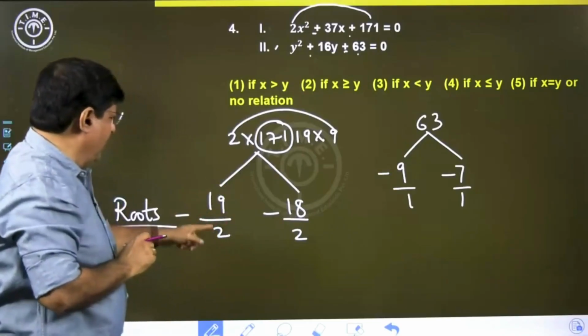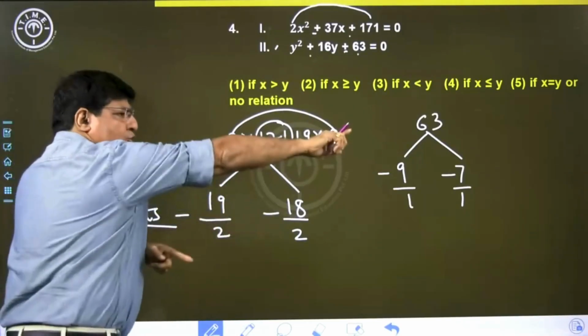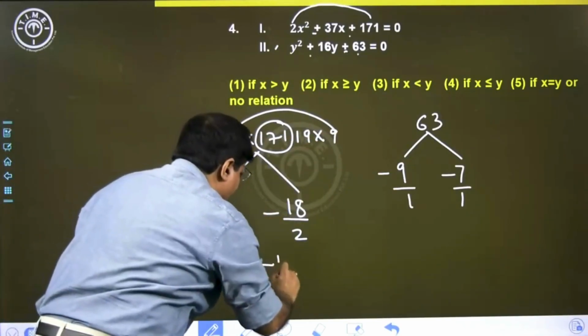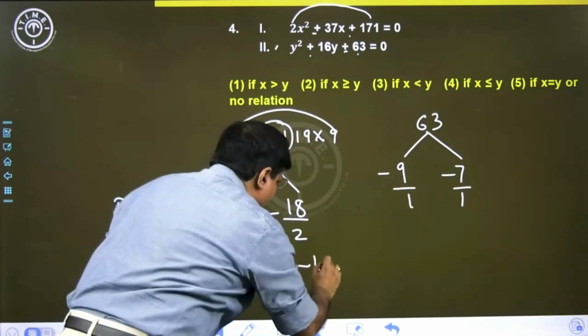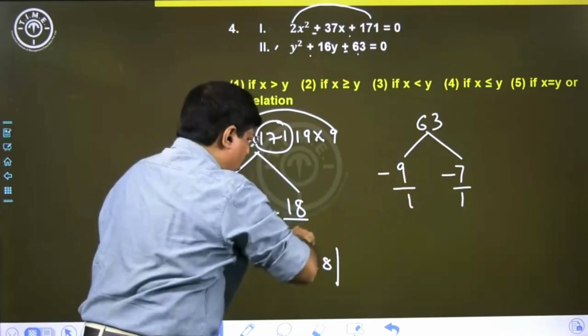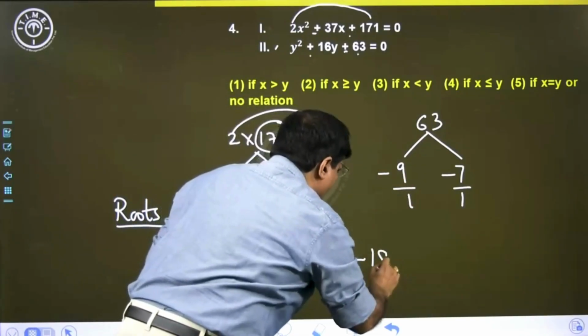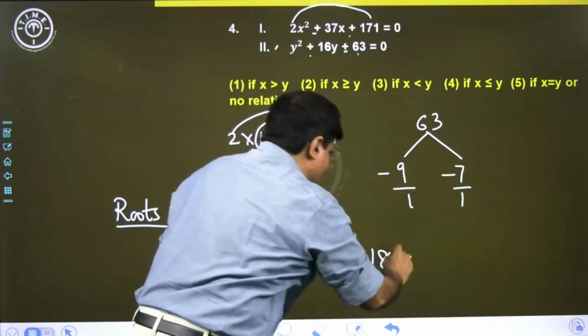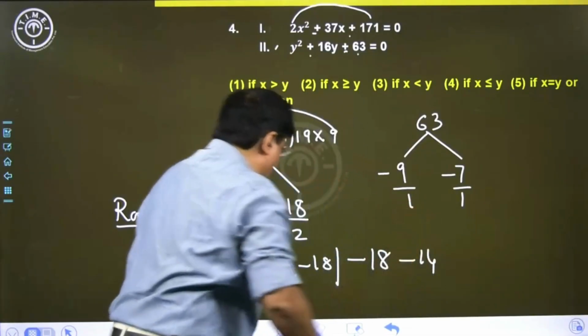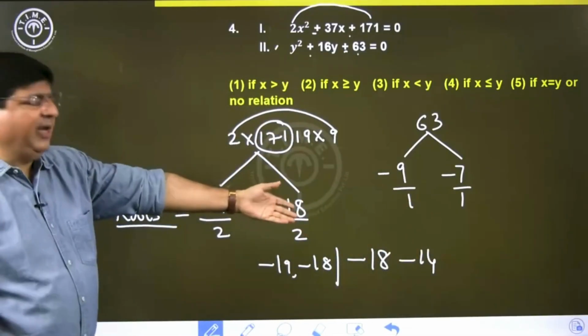Now see here, 19 by 2, 18 by 2. Take this 2 there. So here we are left with minus 19, minus 18. And when you take the 2 there, 2 into minus 9 gives you minus 18, and 2 into minus 7 gives you minus 14. Now your comparison becomes very, very easy.